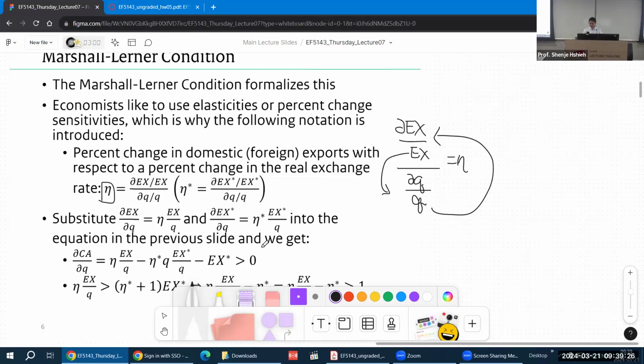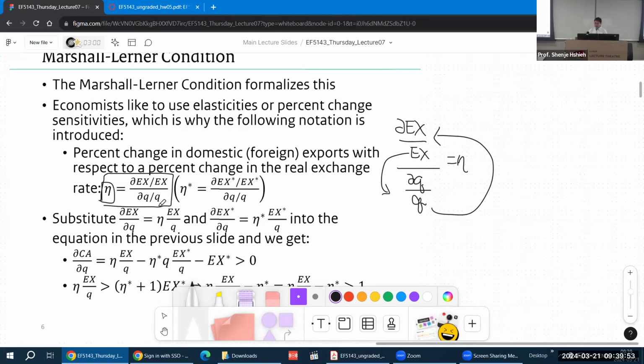Which is why you'll see it written in some other ways. I'm rearranging it later on, okay? But just note that writing it this way means that this Q goes up here and this EX goes down here. It could be written that way, okay? In any case, what I wrote here is exactly what I wrote here, right? Percent change in EX over percent change in Q, and eta star is percent change in EX star over percent change in Q, right?